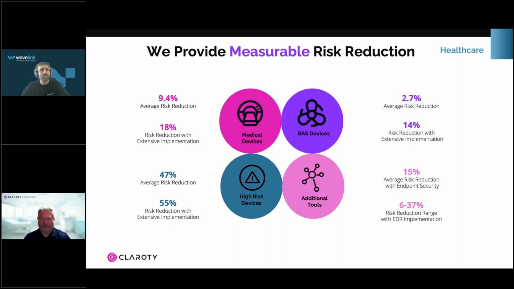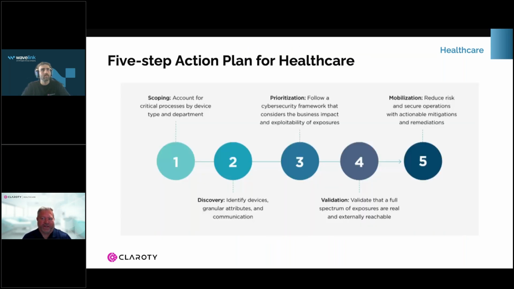So it all sounds pretty complicated, but at the crux of it, there's probably 5 key steps. And really, when we talk to healthcare customers, this is the 5-step action plan that we sort of talk about. And obviously, yes, we build this out into more detail, but really it's around scoping. So, what are the device types or the key processes that you have by device type and department?